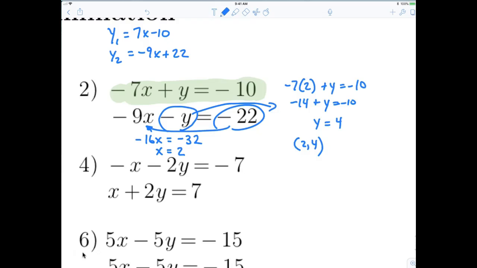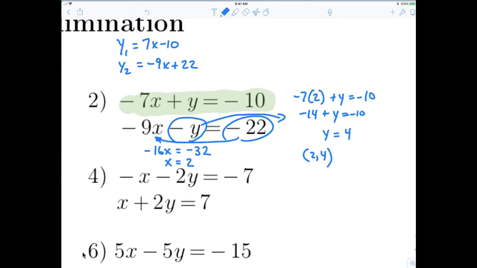Now, hit your calculator. Y equals, under y1, type in 7x minus 10. Under y2, type in negative 9x plus 22. Then you can hit graph, and you can see it. Now you go to second calc, 5, enter, enter, enter, and it should spit out 2, 4. Same answer. That's how you're going to make 100 on your test, because you're going to check every single one of them. And if you get something different than your calculator, then change what you did.